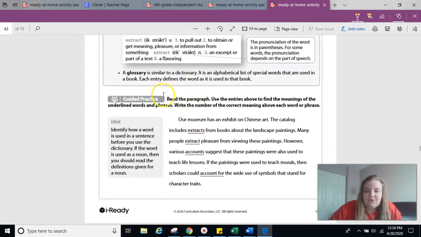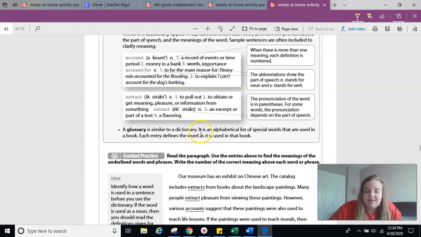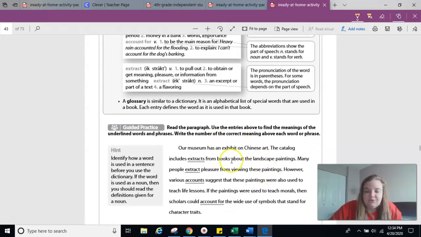Alright, so you are going to read this paragraph and use these definitions up here to find the meanings of each of the underlined words. And then you're going to write the number of the correct meaning above each word or phrase.